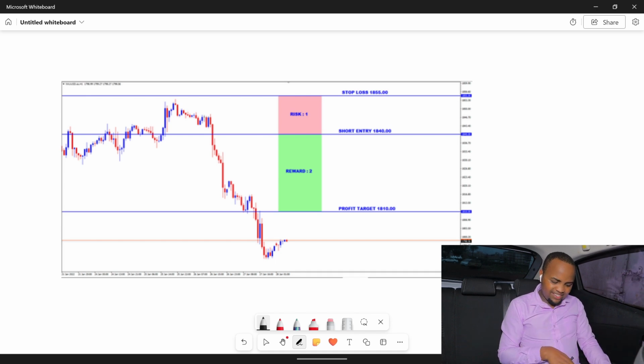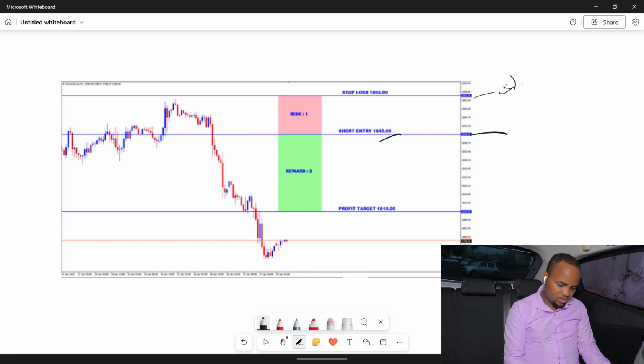Now we have this chart. This is a market that was in a downtrend, but the entry we are waiting for is to short this market when price comes to the level of 1840. So when the price comes here, I'm going to be selling. That is what this chart says, and it places the stop loss around this area. So this is the stop loss and this is the target profit.